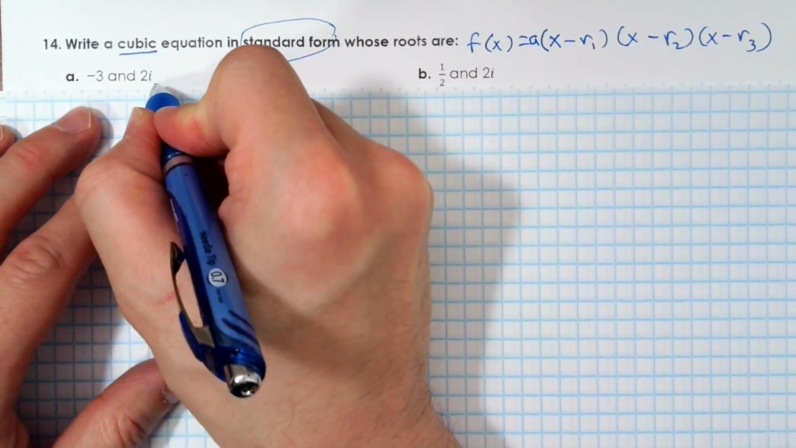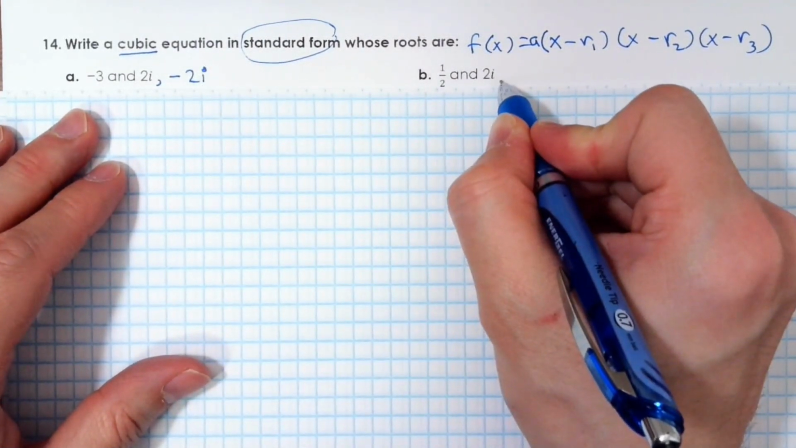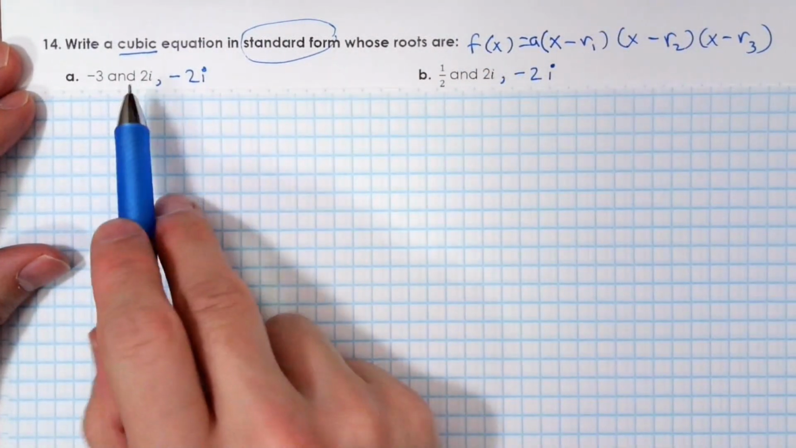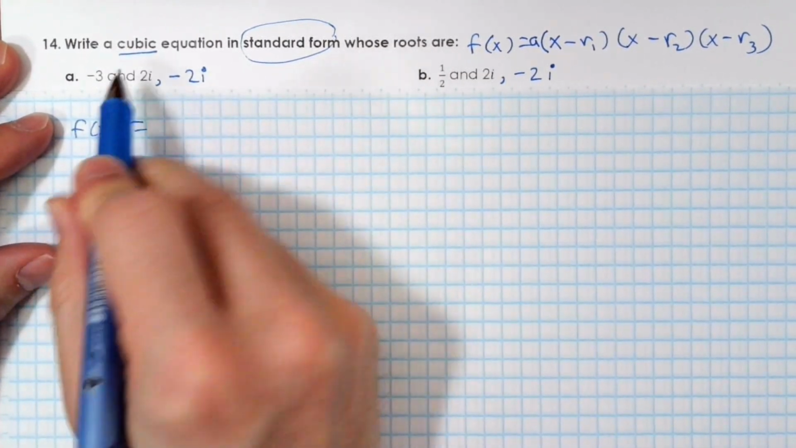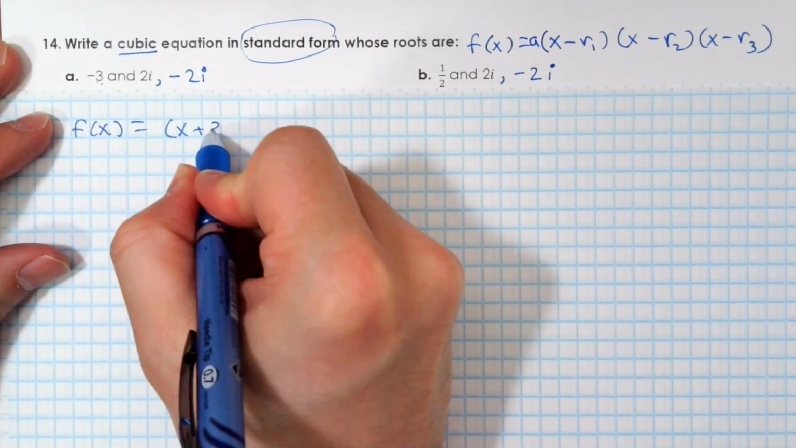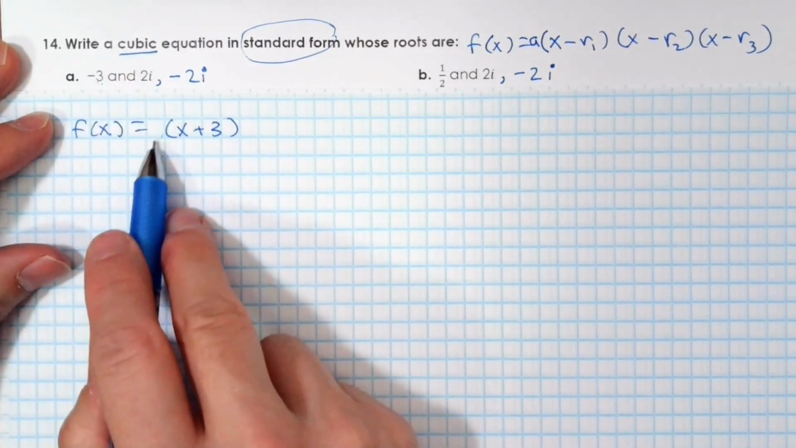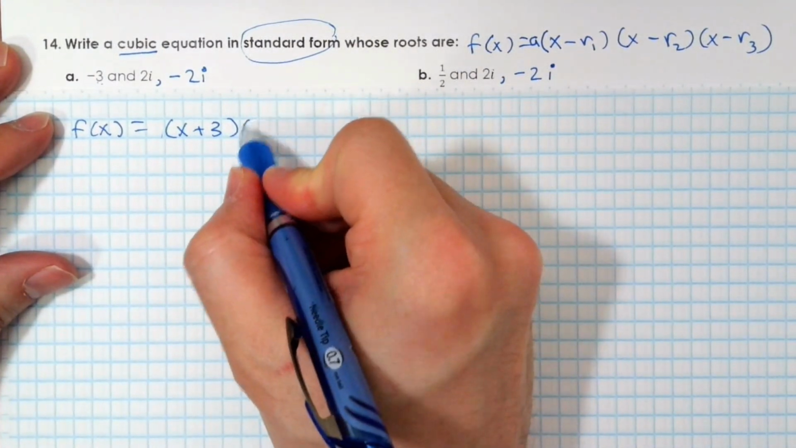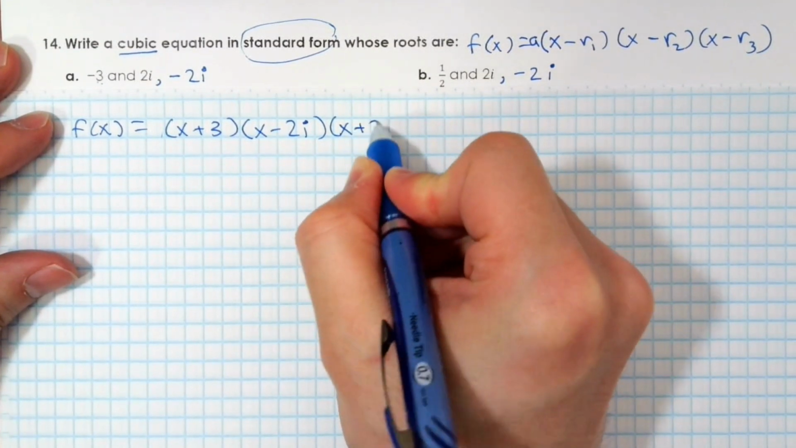Now you also know that if 2i is a root, so too is negative 2i. So if we're going to write this, minus 3 is a root, so we'd have x plus 3. And let's just make it 1 here. It says write a, it doesn't say write all of the. We're just making a 1. Going to make the leading coefficient 1. So we're going to have x minus 2i, x plus 2i.